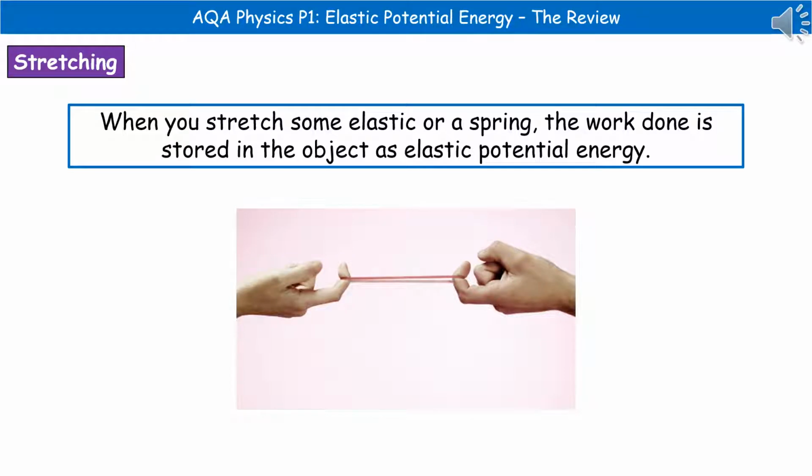Welcome to our review on elastic potential energy. So when we're looking at elastic potential energy, this is the energy we find when we stretch something like elastic or a spring. And the work that we're doing to actually stretch it is being stored in the object as elastic potential energy.